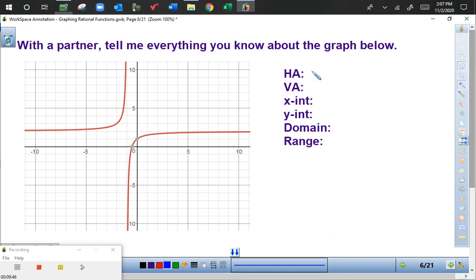Okay, we have a horizontal asymptote this time at 2. Vertical is at -1. X-intercept looks like it's at negative 1/2, 0. Y-intercept at 1. Domain is everything but the vertical asymptote. And range is everything but the horizontal asymptote.